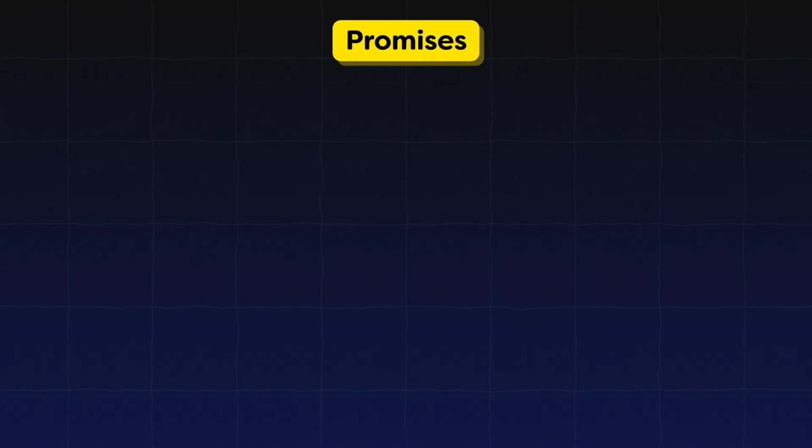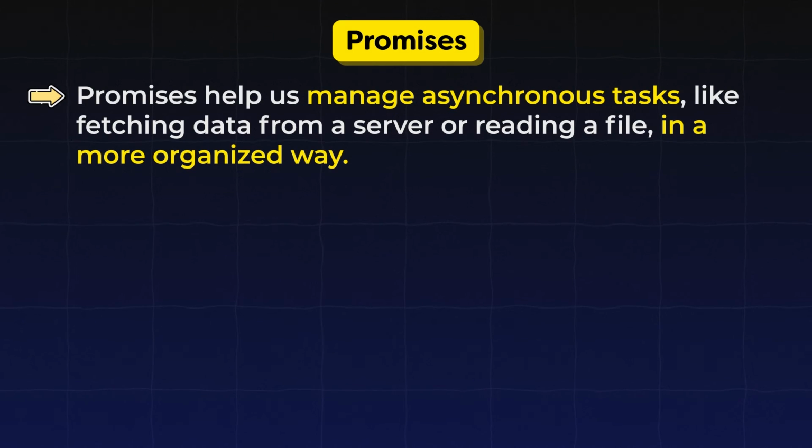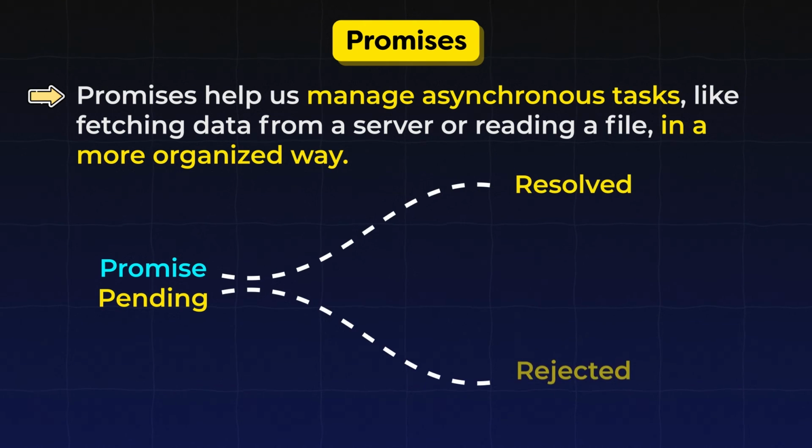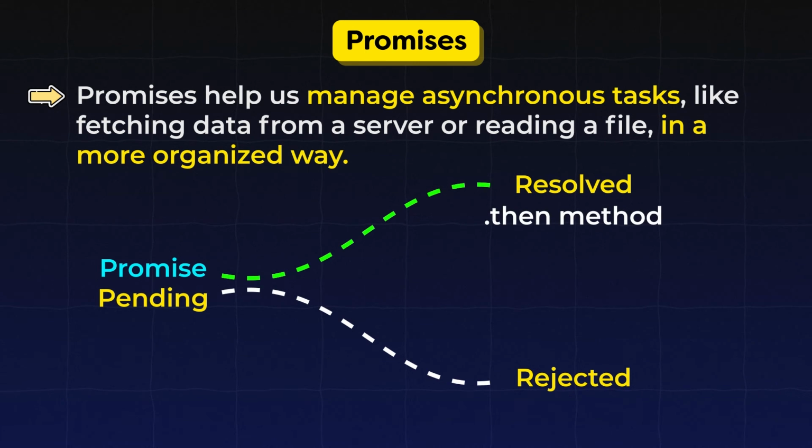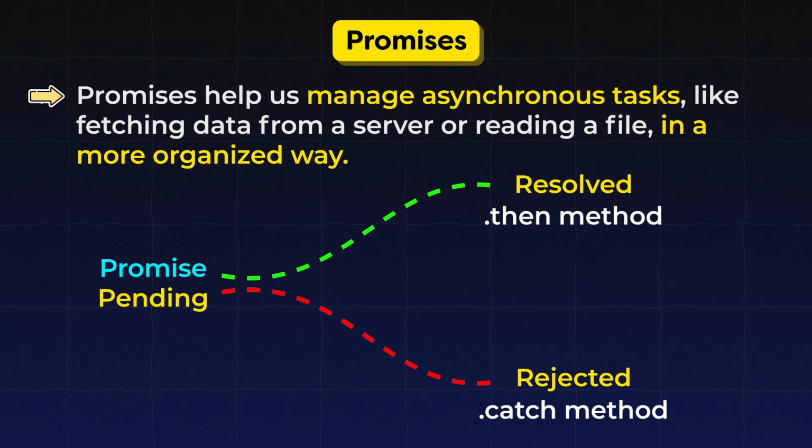So promises help us manage asynchronous tasks like fetching data from a server or reading a file in a more organized way. It starts in a pending state, then moves to either fulfilled or rejected. So in short, if our promise gets resolved, then this then method will run, and if our promise gets rejected, then this catch method will run. Simple as that.